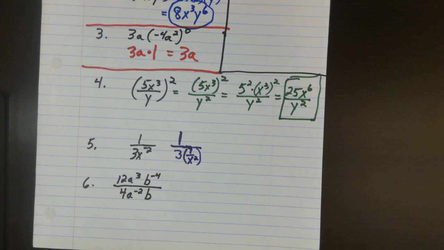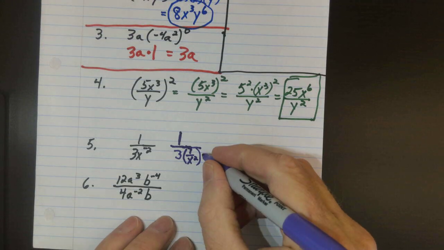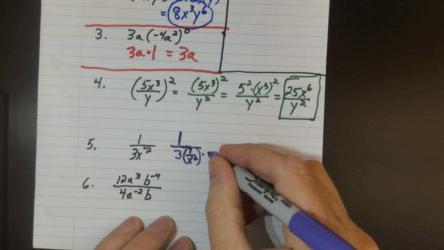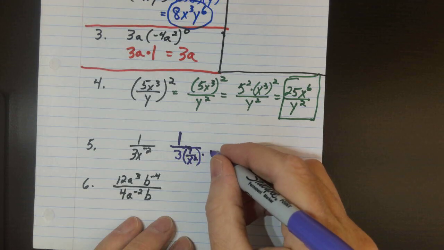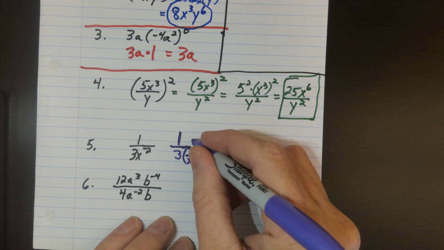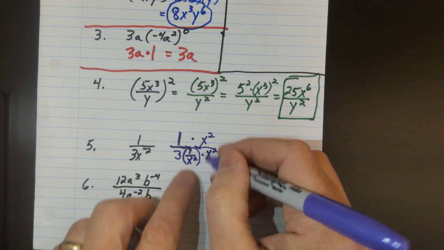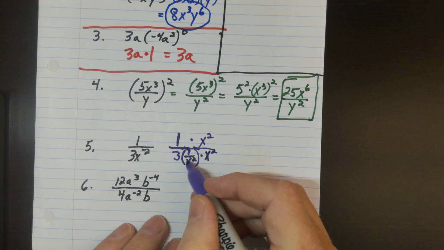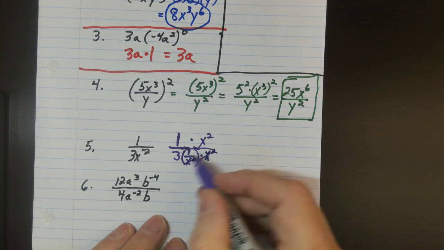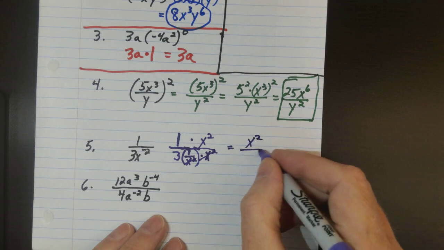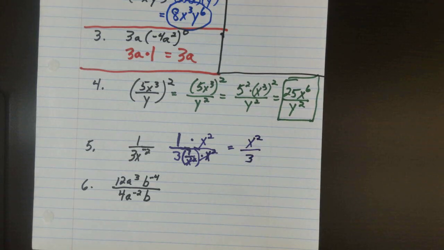Now, I'm going to do something here just to show how it's working, but 1 over x squared, I'm going to multiply by x squared, and I'm going to multiply the top by x squared. I'm not changing anything. I'm multiplying top and bottom by the same number. But when I do that, these are reciprocals, and they'll cancel out, and that gives me x squared over 3.